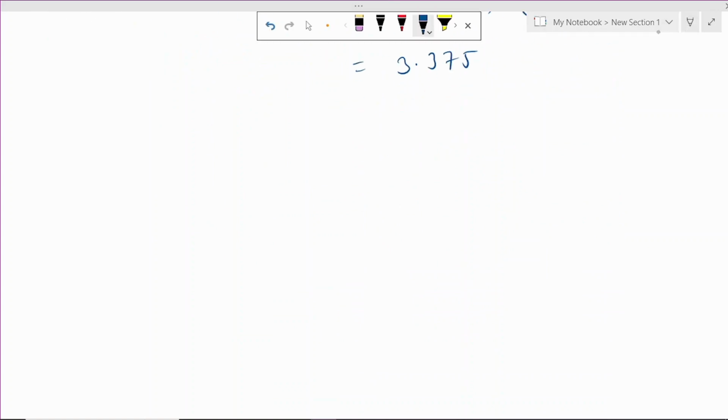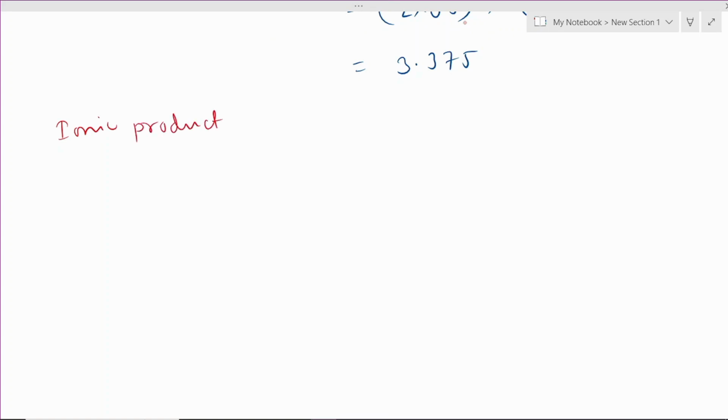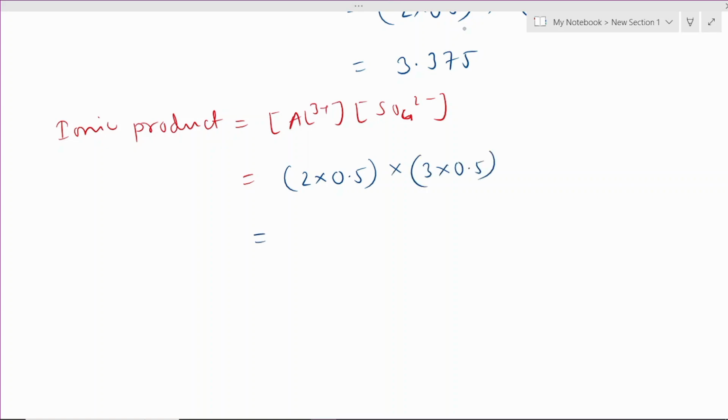Now we calculate the ionic product. Ionic product is the concentration of Al3+ into the concentration of sulfate ion. So it is 2 into 0.5 into 3 into 0.5. So it is 1.5. So here you can see that solubility product is greater than the ionic product. That's how we calculate the ionic product and solubility product. Now we move on to a problem.